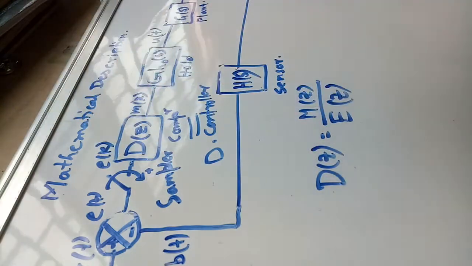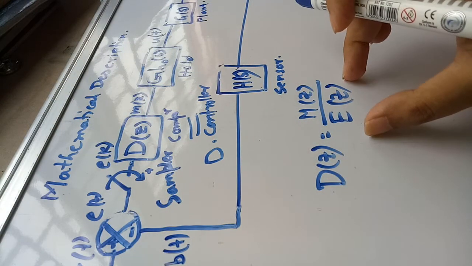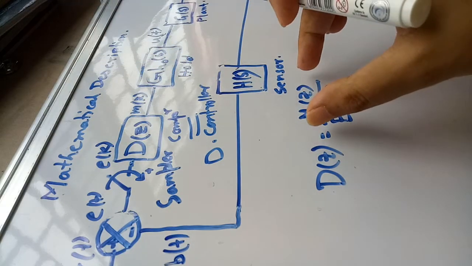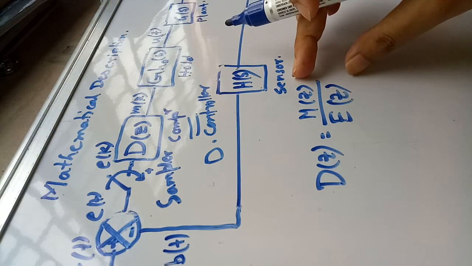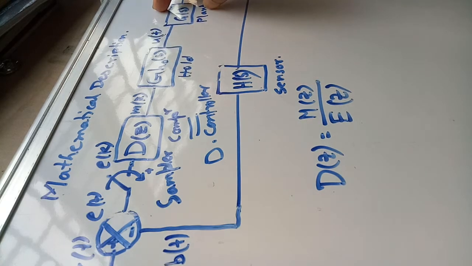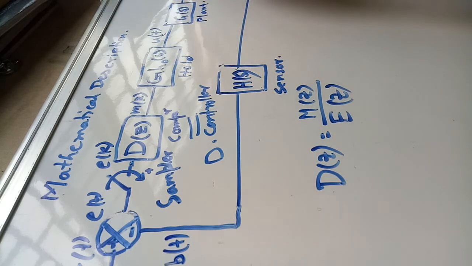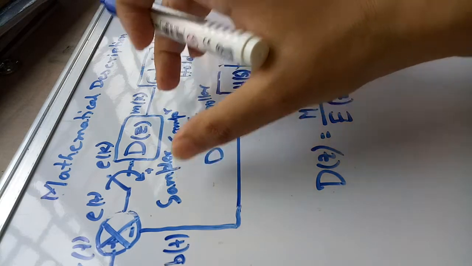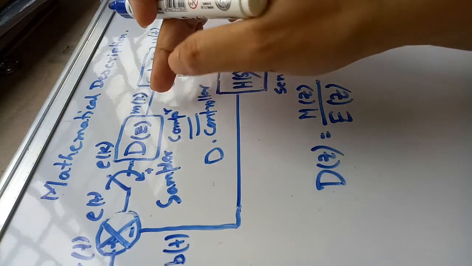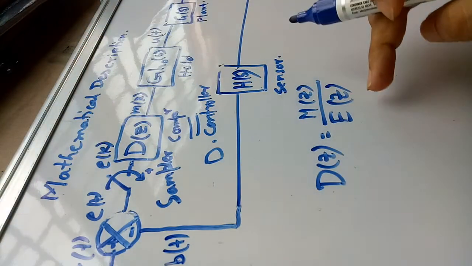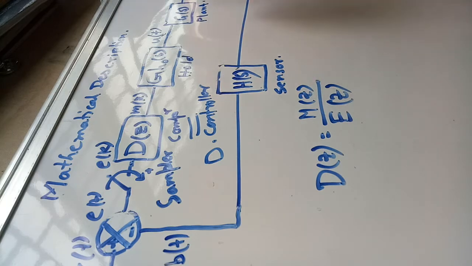Means E of K should be considered in the Z domain, and M of K should be converted to Z domain. Then it is a transfer function. It is also a transfer function. G of S is output by input, Y of S divided by U of S. So it is also a transfer function, D of Z. It is M of Z divided by E of Z. It is in the Z domain, it is in the Laplace domain. Okay, now you see, we have written M of Z by E of Z. Now we will try to find out what is M of Z, what is E of Z.